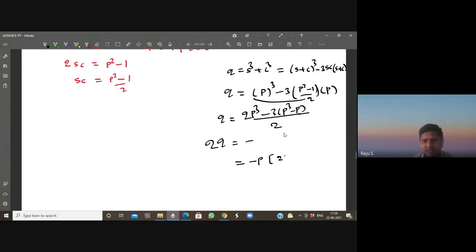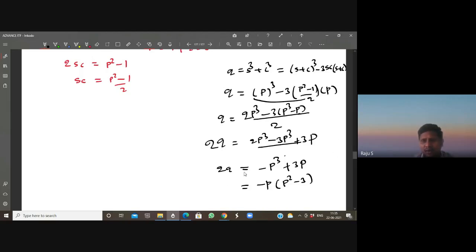Otherwise, if you are confused, I'll write one step. It's not difficult. 2q is equal to 2p cube minus 3p cube all divided by 2. That 2 I cross multiply. Then after this it is clearly equal to 2q is equal to minus p cube plus 3p. Okay, then you can take minus p common. p square minus 3. They are asking the value of what? Minus 2q is equal to minus 2 into p into p square minus 3.